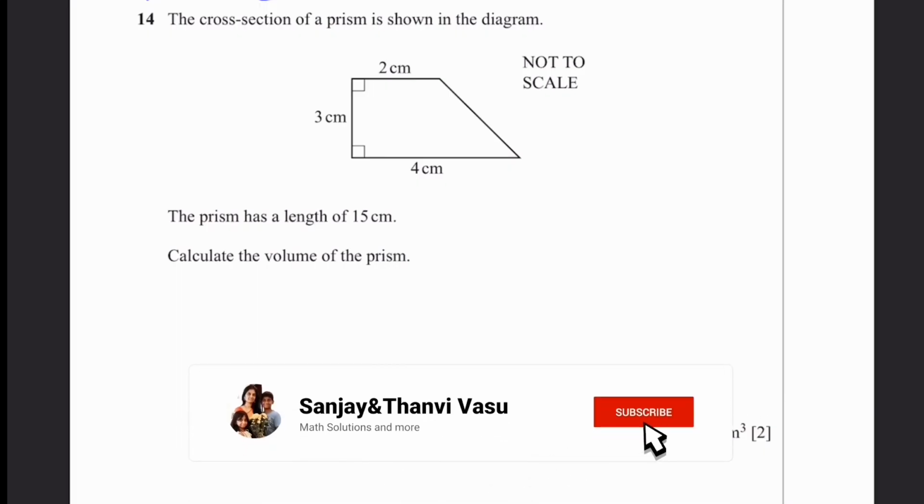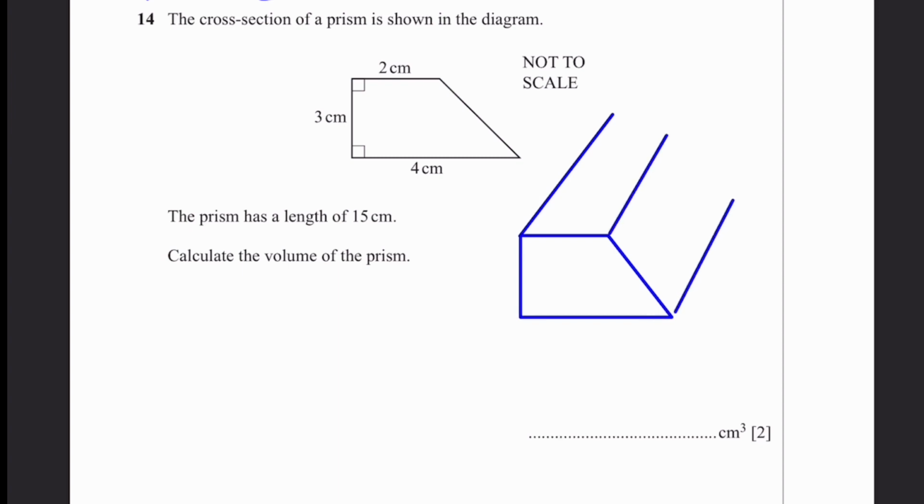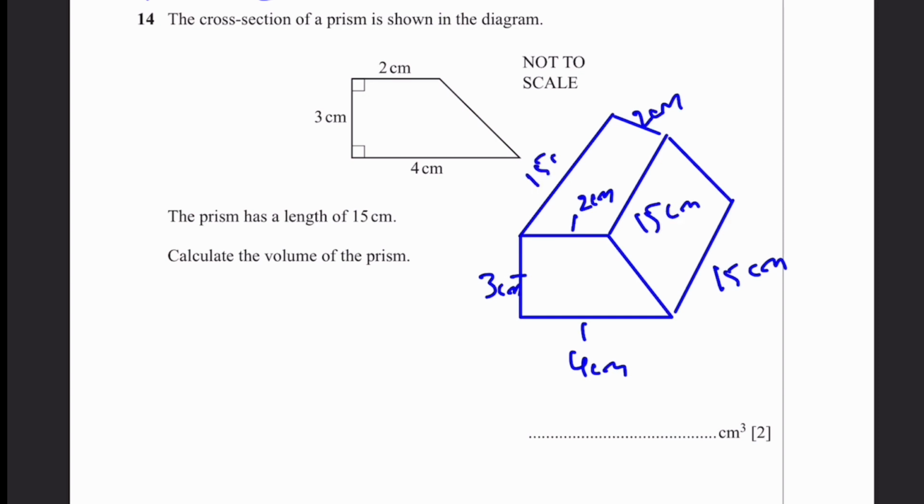Question 14. The cross-section of a prism is shown in the diagram. The prism has a length of 15 centimeters. Calculate the volume of the prism. To make things easier, let's just draw a scale drawing of this prism here. It'll be somewhat like this. This is just a view from the front angle. So this is 3 centimeters this side. This one is 2 centimeters. Bottom is 4 centimeters. And then we have the back side as well. There's 2 centimeters. Over here, 15 centimeters. And let's just mark that around.